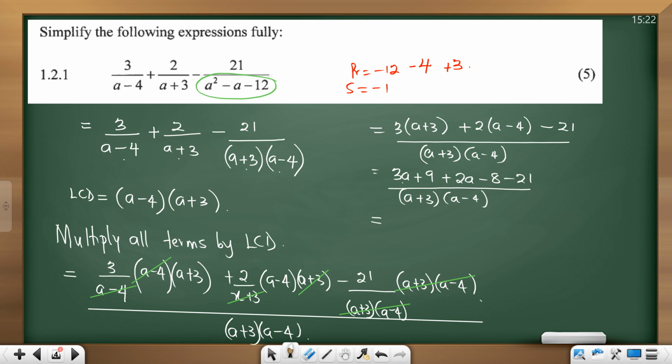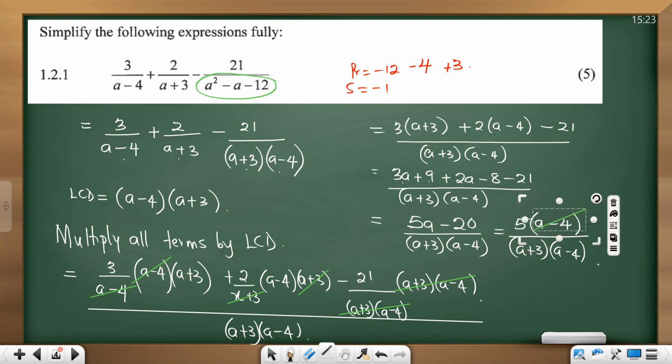Let's simplify. 3a plus 2a would give us 5a. 9 minus 8 would give us 1. Minus 21 would give us minus 20. A plus 3. Factorize fully. I see 5 is common at the top there. Lovely. A minus 4. Oh, there is that a minus 4 that is going to be out. That's common. So what do we have? 5 over a. Oh, this is quite long. Oh, I see now it's 5 marks.